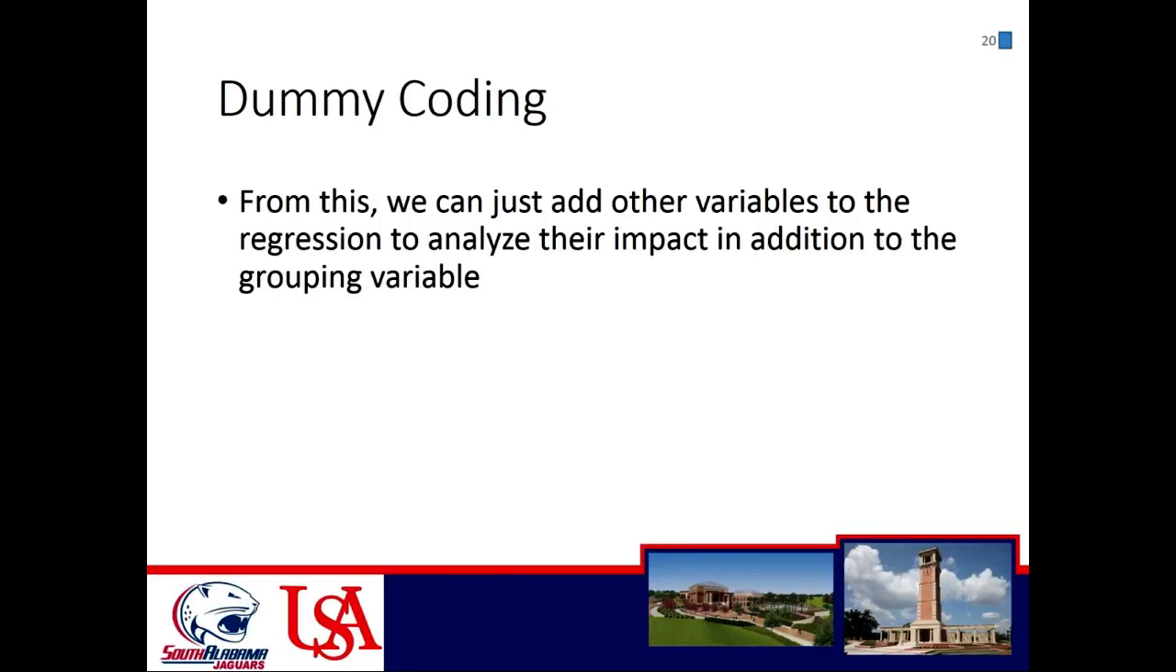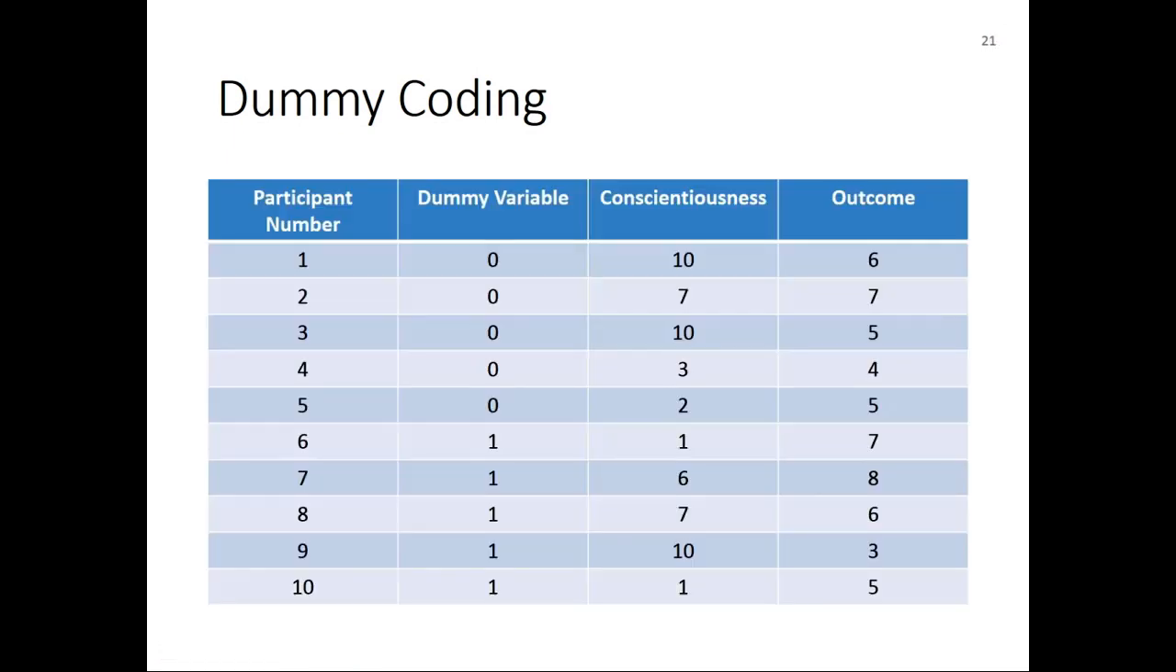If we wanted to do slightly more advanced dummy coding, like we said in the beginning of this lecture, if you want to test the difference between groups as well as the linear relationship between variables, you would just go ahead and add those other variables to your regression analysis. So let's look at the same data set. We still have that dummy variable we coded as 0 and 1. We still have our outcome, but now we have conscientiousness as a predictor.